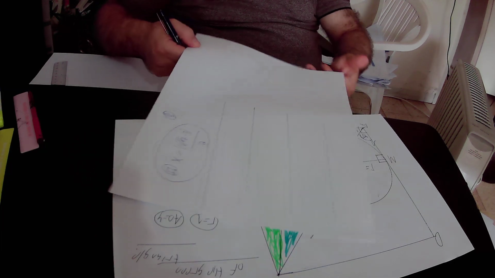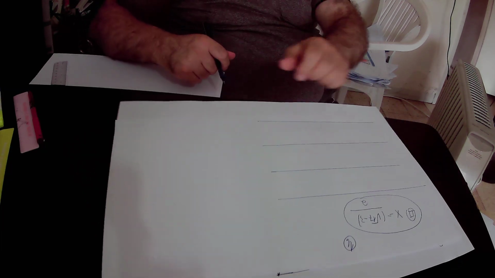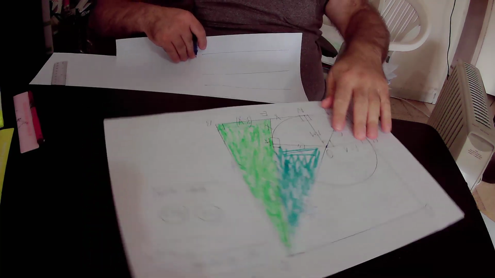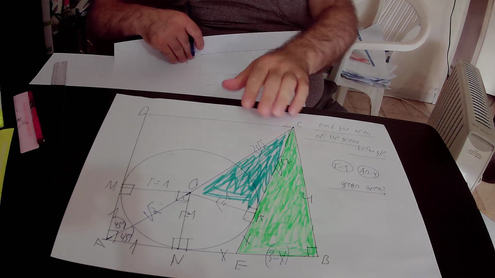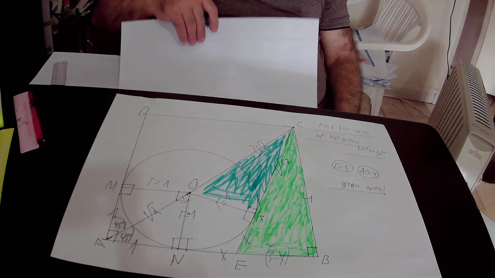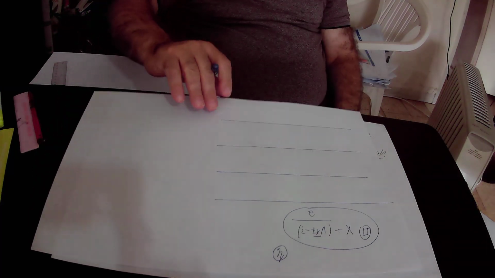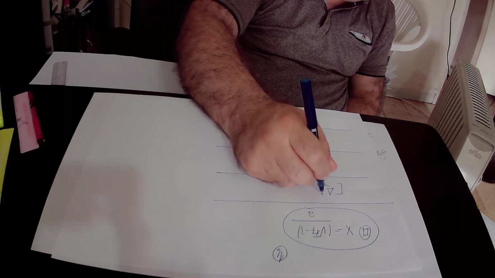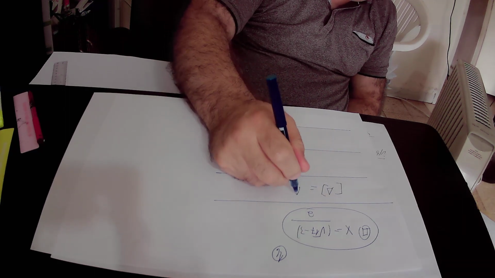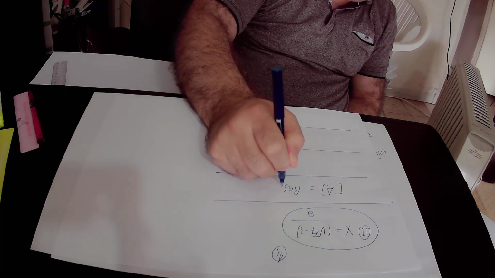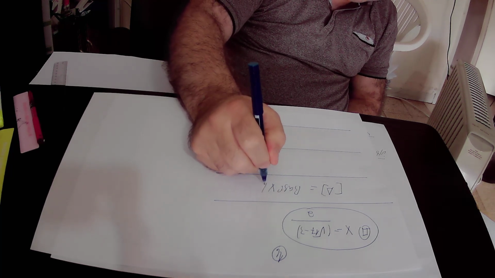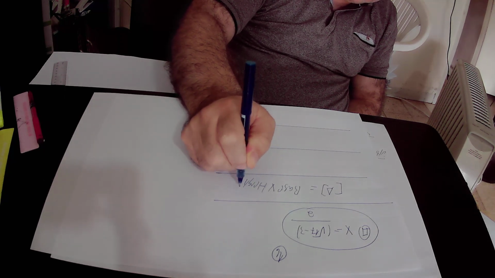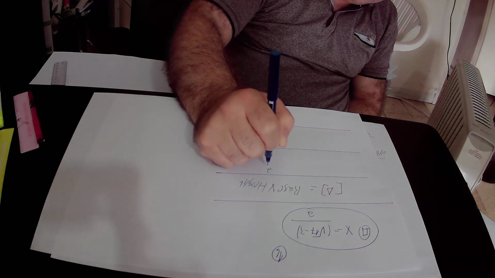And what is the area of the green triangle? The formula for the area of any triangle is actually the base times the height to the base over 2.